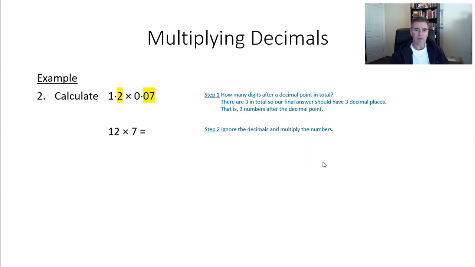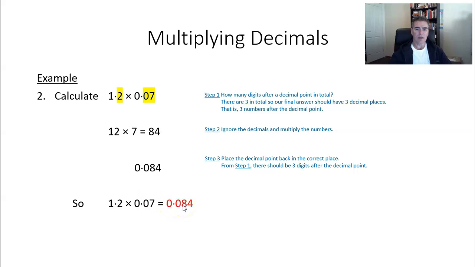So now ignore the decimals. 12 times 7 is 84. And now our final answer is going to have 8 and 4 in there. So let's put our 84 down, but I've got to have 3 numbers after the decimal point in total. So let's count back. We've got 1, 2, well, I need a third one. So let's put a 0 in. So now I've got 1, 2, 3 after the decimal point. Put our decimal point in, and obviously there's no whole number, so I can put a 0 in there. So what we end up with is 1.2 times 0.07 is 0.084.